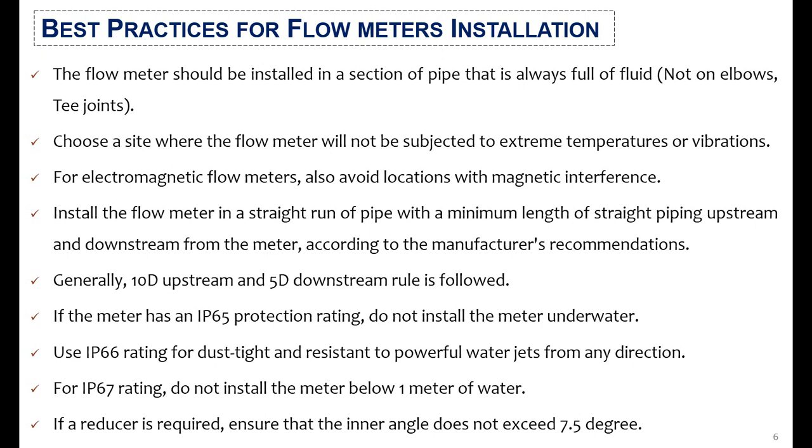If the meter has an IP65 protection rating, do not install the meter underwater. And use IP66 rating if you want to protect the flow meter or sensor from dust and from the powerful water jets. For IP67 rating, do not install the meter below 1 meter of water. If there is a reducer on the pipeline, then ensure that the inner angle does not exceed 7.5 degrees.